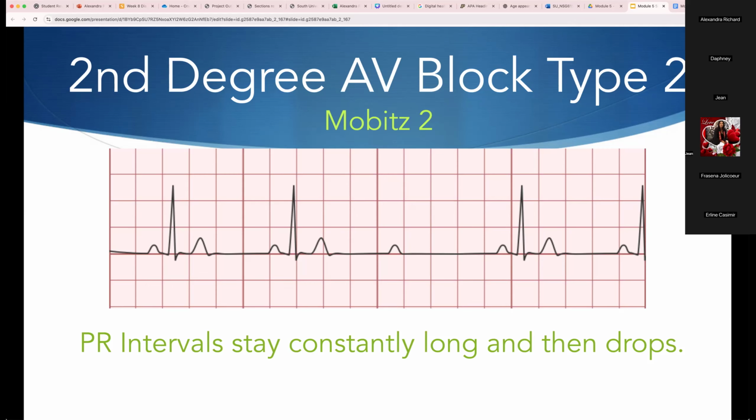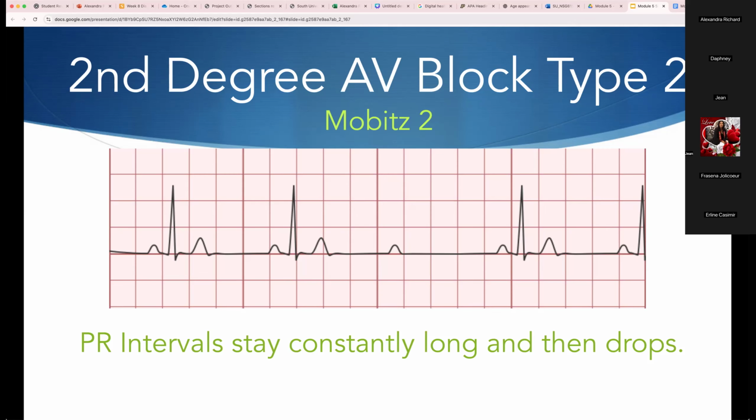Then you have second degree AV block type 2, or Mobitz 2, where it's kind of a mix of first degree and second degree type 1. It's a mix because the PR intervals stay the same, being too long, and then out of nowhere the QRS drops. So I'm going to give you a moment to write that down, and then I'm going to ask you a question to check your understanding.